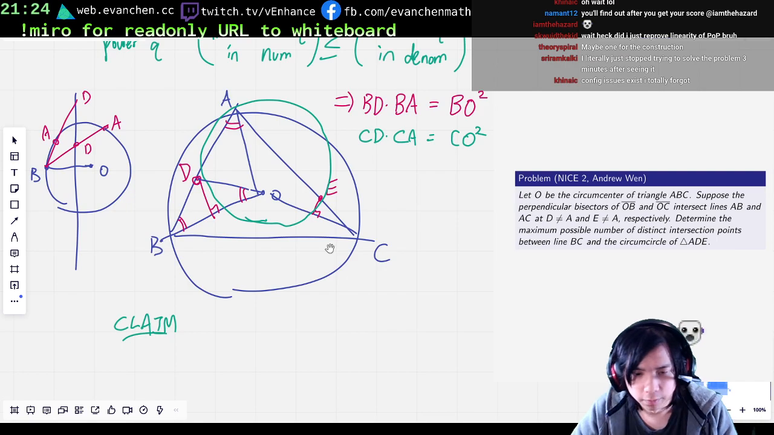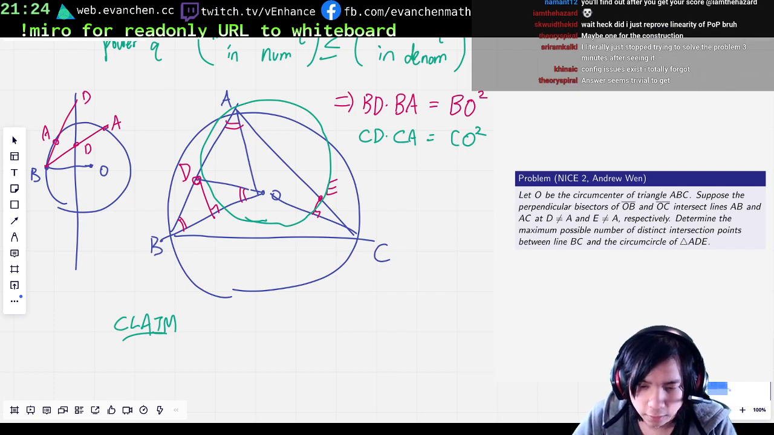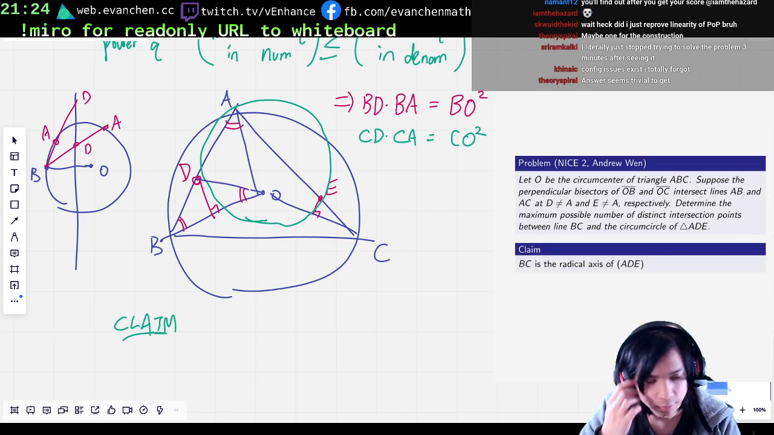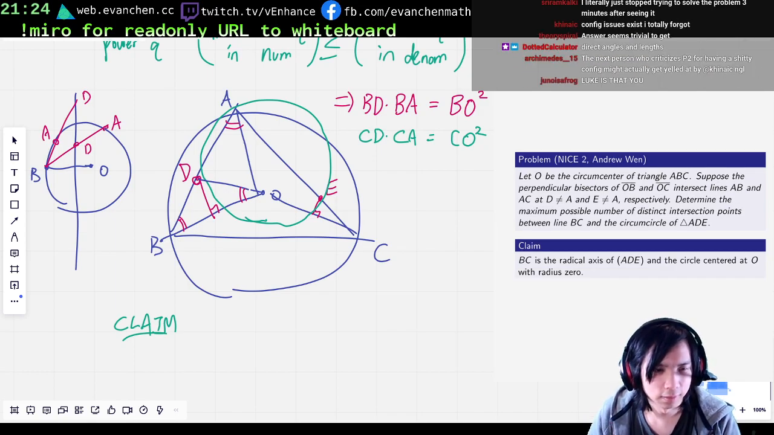Actually, I'll type the claim. It's faster than handwriting it. Claim: BC is the radical axis of the circumcircle of ADE and the circle centered at O with radius 0. Unconditionally. This is always true.